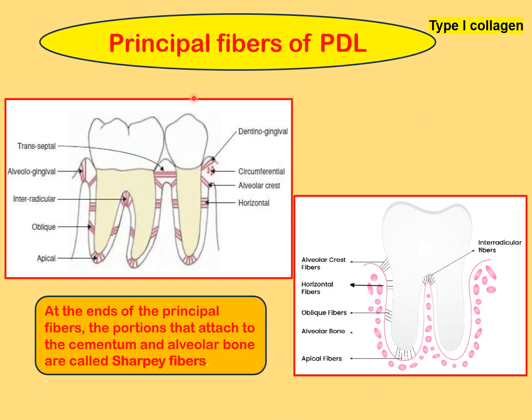So, coming to the principal fibers of periodontal ligament, these are the main structural fibers of the PDL, and they are mainly made up of type 1 collagen. They are arranged in bundles. At their ends, these fibers attach to the cementum and alveolar bone, and these attached ends are called Sharpey's fibers. Together, the principal fibers and the Sharpey's fibers form a strong network connecting the tooth to the bone.